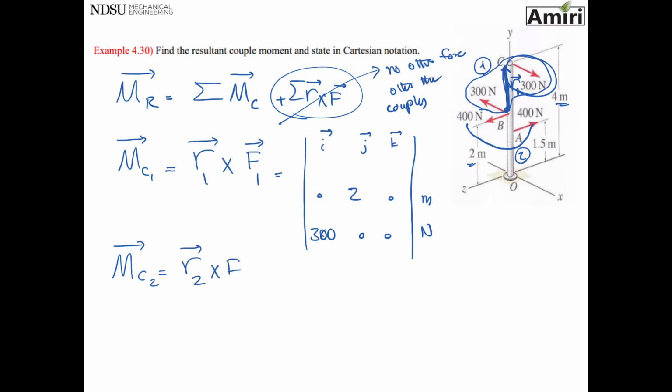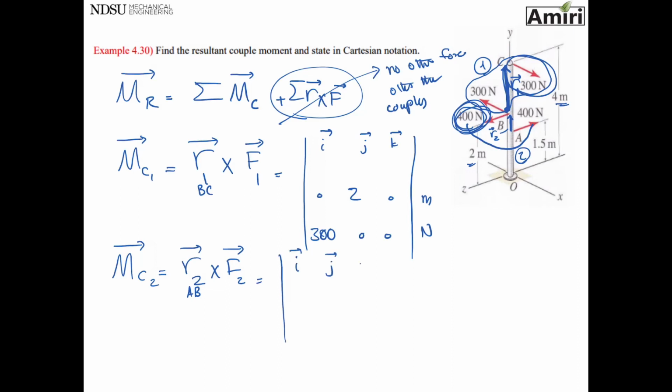Moment of couple 2. R2 cross F2. Let's still go up. So this is going to be my R2. I start from A, arrive at point B. Oh, I didn't even notice. So this is going to be AB. R1 was BC. And then I use F at point C. So I arrive at point B, so I'm going to use this 400 force.